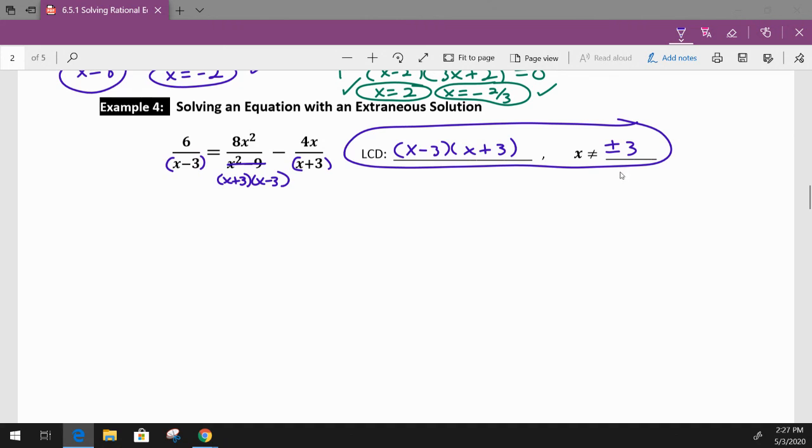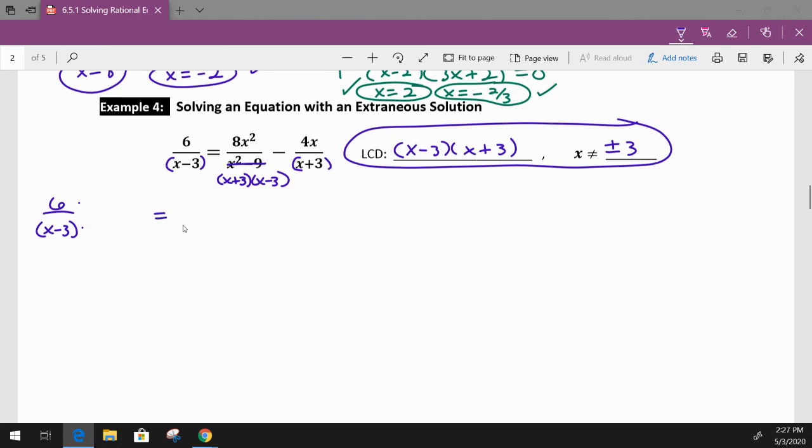Okay, so that's not your answer, but it is getting us up to that answer. All right, so again, this is going to get bigger before it gets smaller. My first fraction, 6 over x minus 3. I know I'm going to have to multiply the top and the bottom by x plus 3, so I'm going to leave a little bit of space there.